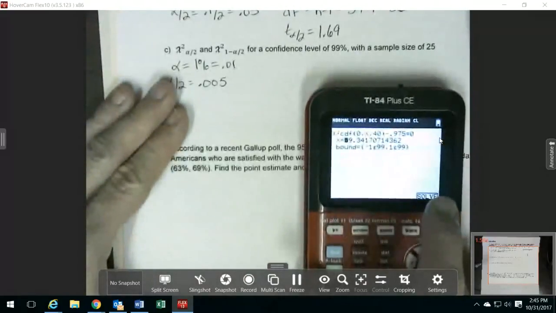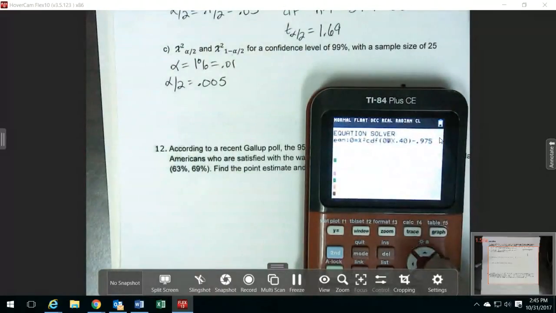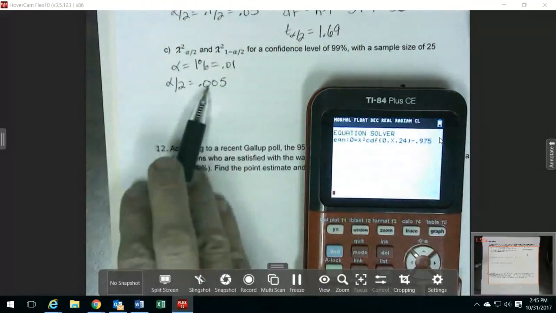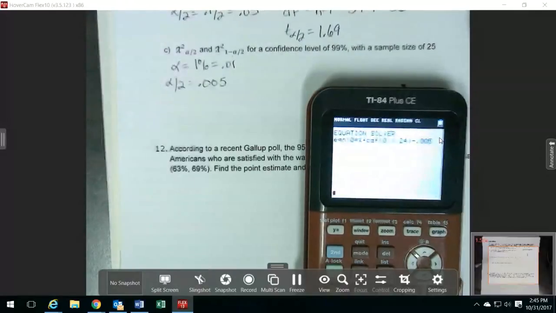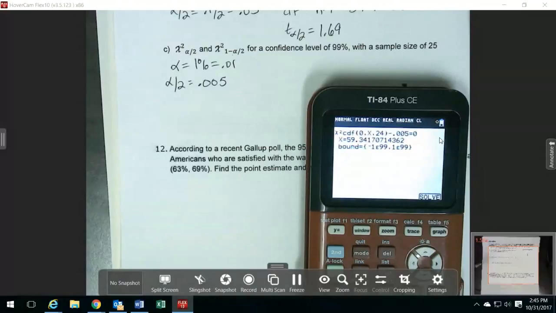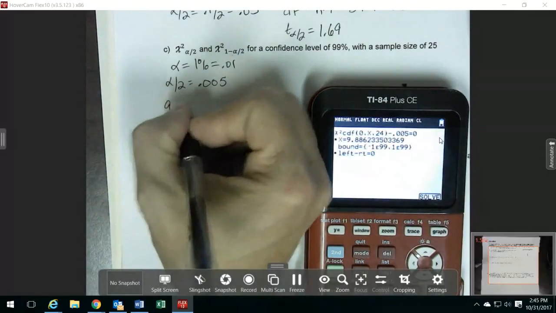and I'm going to change this. So I'm putting in my degrees of freedom here. That's n minus 1, so the degrees of freedom is going to be 24. And then I'm going to start out by finding the one for the other side, so it's the 0.005. Okay, so it's giving me for one of the critical values 9.886.